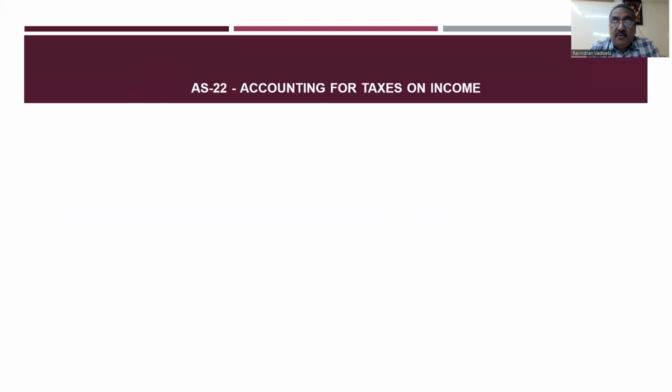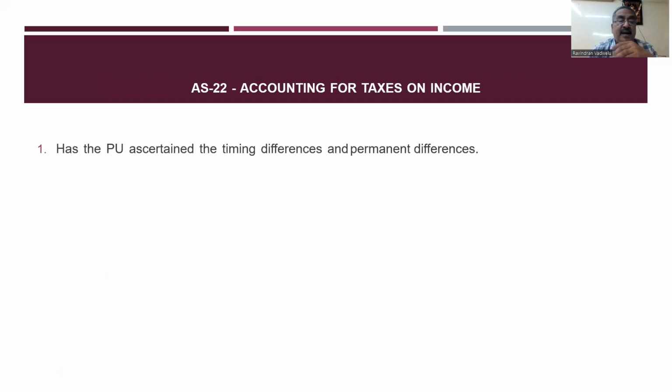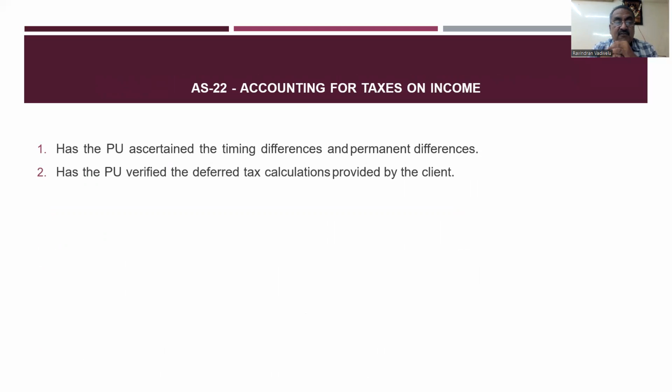And now we are moving to AS 22, accounting for taxes on income. So what are the taxes that you know? You can pay advance tax, TDS, self-assessment tax, and all other taxes. So whether the practicing unit has ascertained the timing difference and permanent difference. So when you find the difference, you have to consider it in the calculation of taxes.